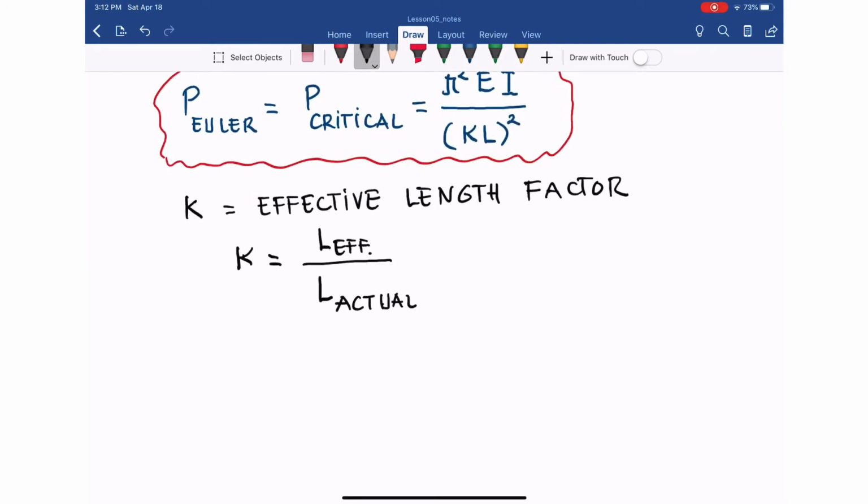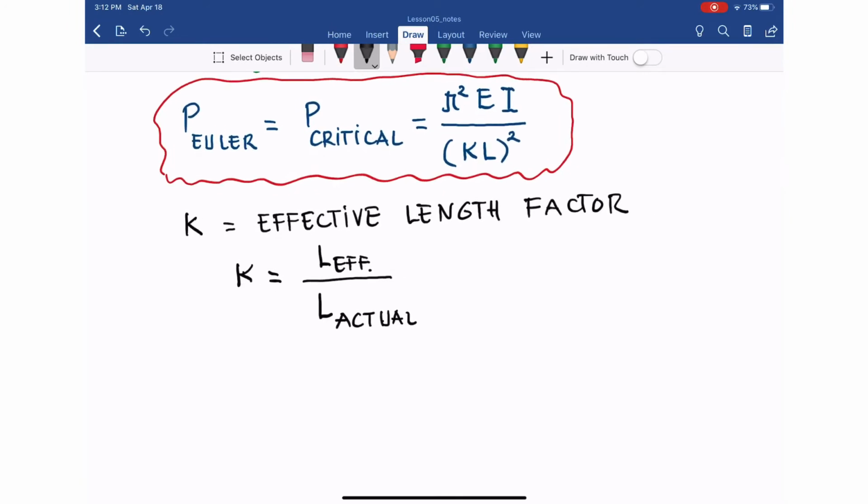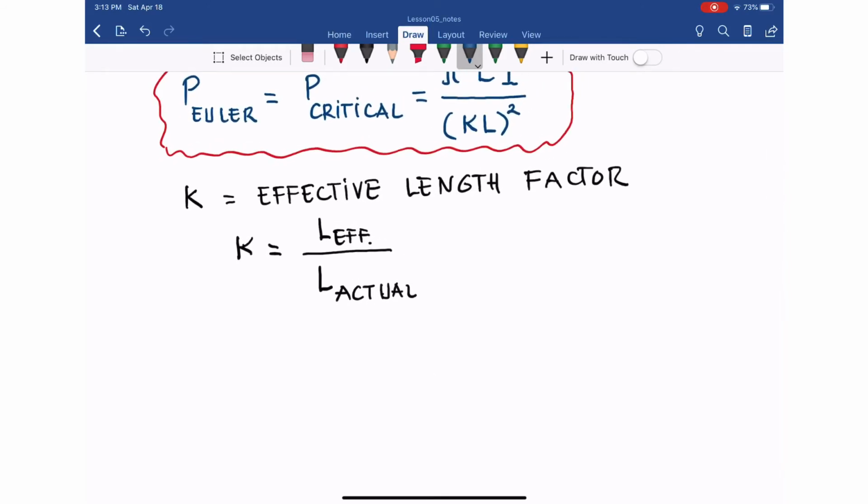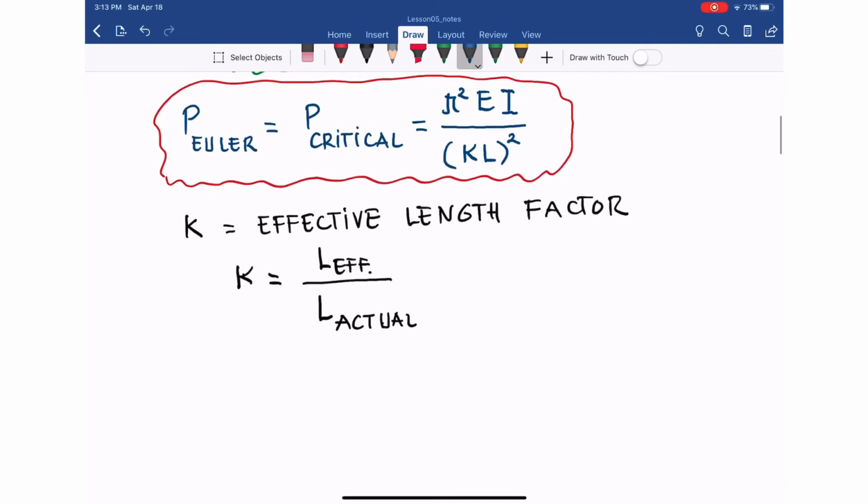So what is the effective length factor? It depends on the end condition, the support condition at both ends of the column. I will show you another demonstration, and then we will come up with different scenarios with different end conditions and how K will be for each end condition. But before we get into that, let me finish this one: we have the load P critical, also called the Euler load.